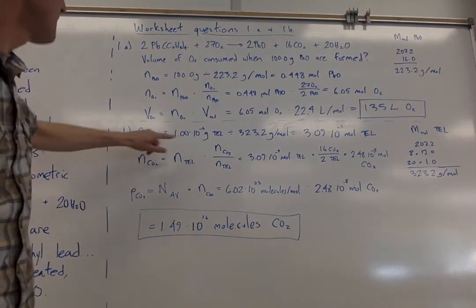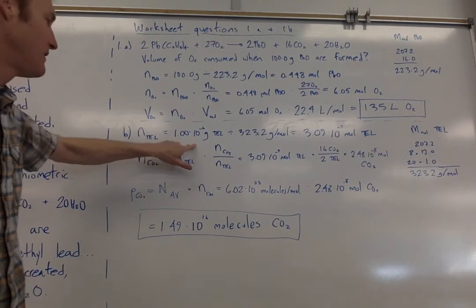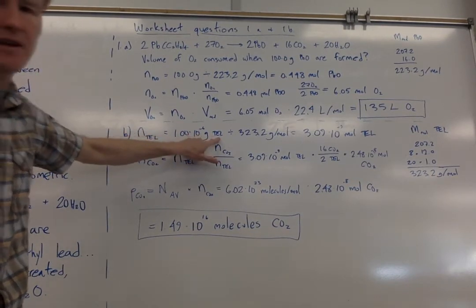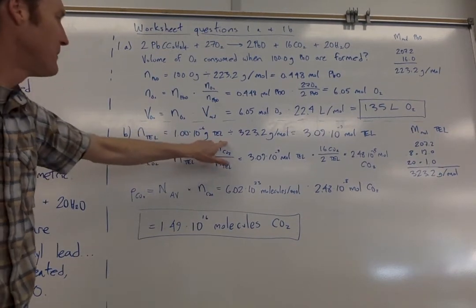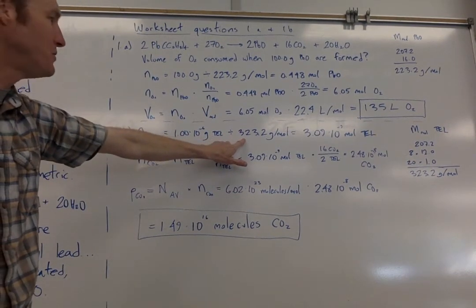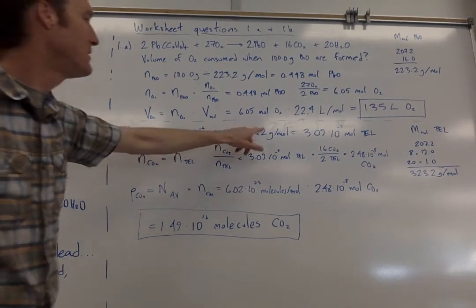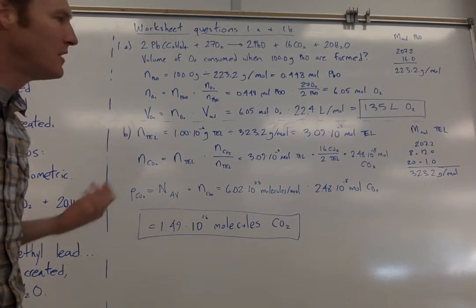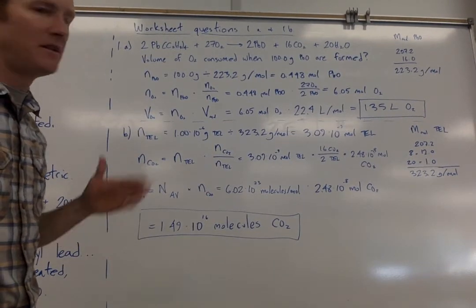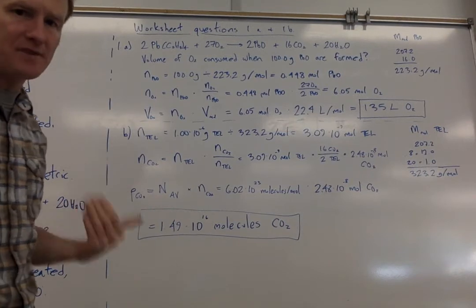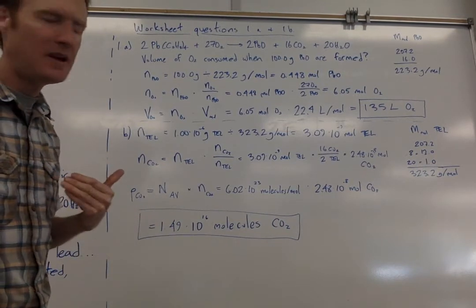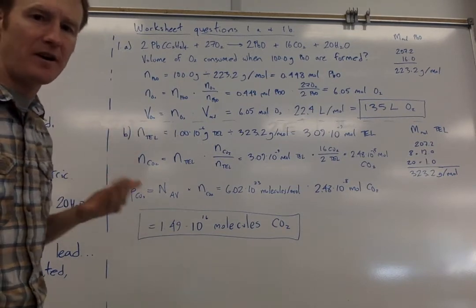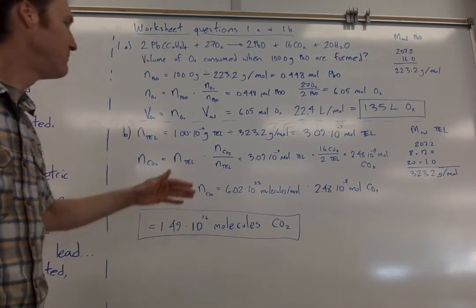Then I say, well, how many moles is that? 1.00 times 10 to the negative 6 grams of tetraethyl lead. I was lazy here, I just put TEL. Divided by 323.2 grams per mole, that is the molar mass. And I get 3.09 times 10 to the negative 9 moles of tetraethyl lead. That's line 1. And remember, what I've done here, personally, that works for me, is I wrote down all of what would be my calculations before I even take the calculator out.